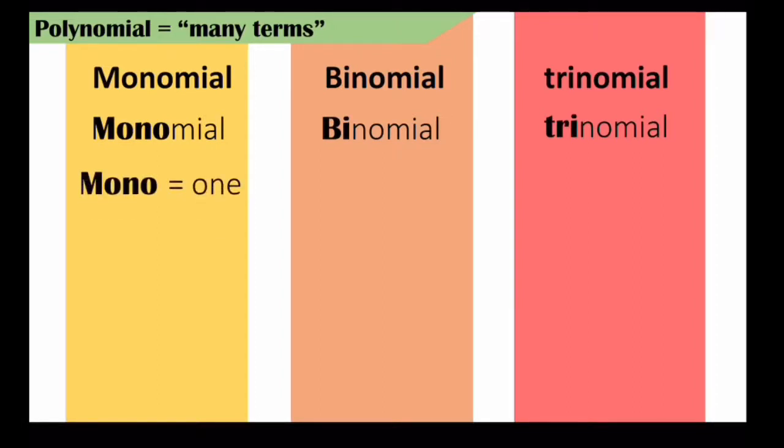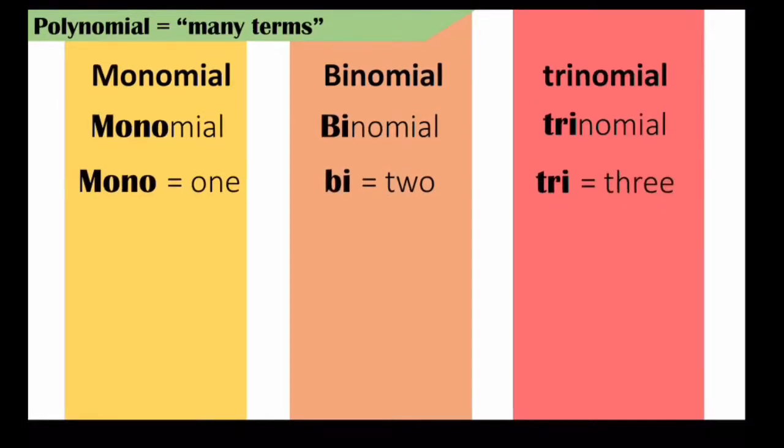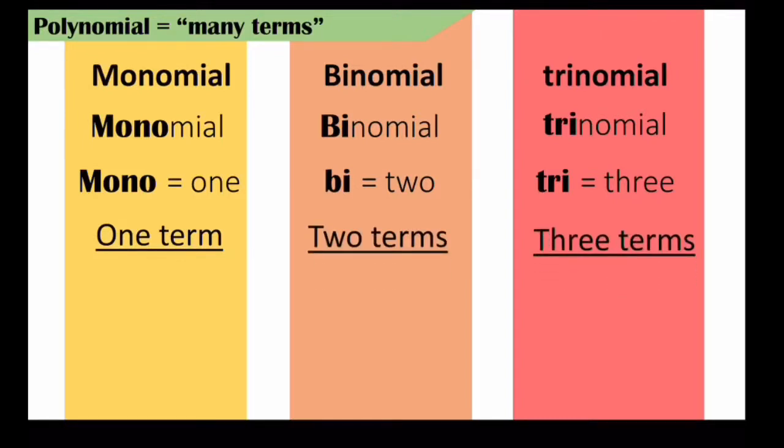Mono means 1, bi means 2, and tri means 3. Mono is like mono a mono, one-on-one. When you think of bi, I want you to think of a bicycle, 2 wheels, and tri, you can think of a tricycle, 3 wheels. So monomial means 1 term, binomial means 2 terms, and trinomial is going to mean 3 terms.